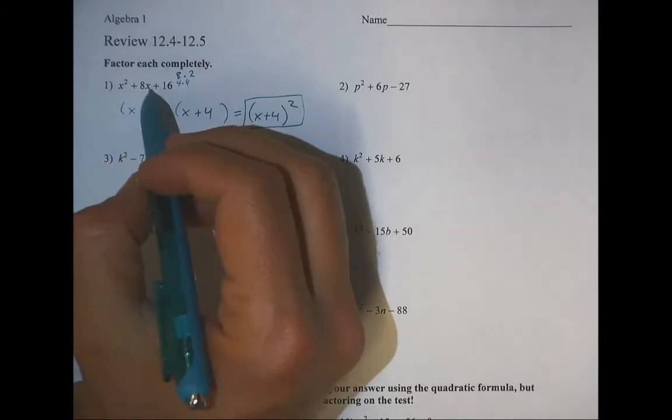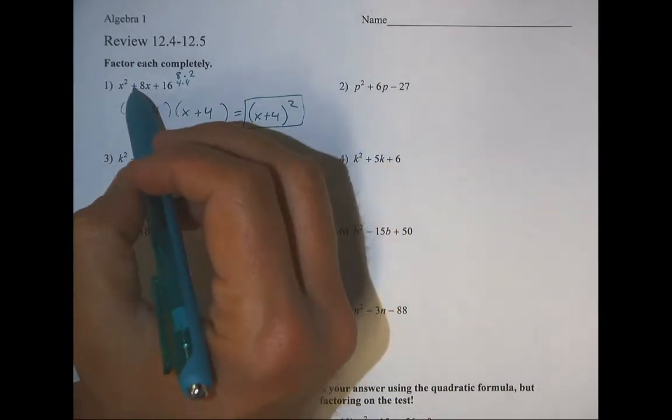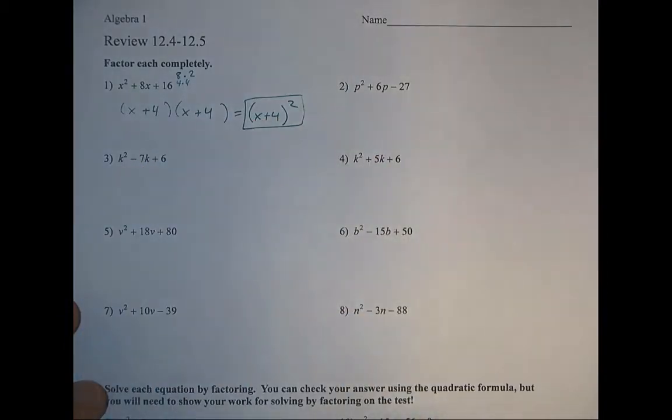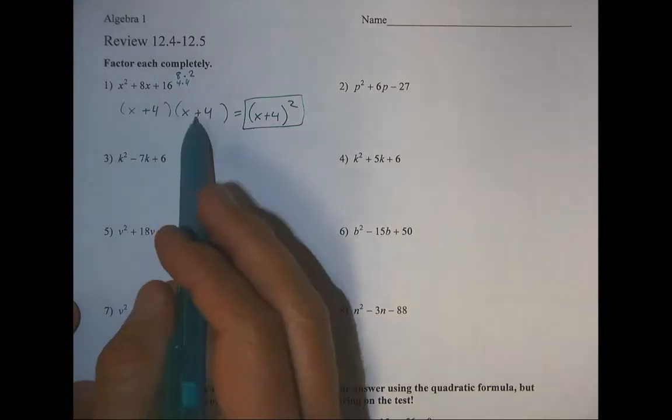Now, one clue on this that we don't have any negative numbers is that we have two plus signs here. So every time we see two plus signs, like when we come down to number 5, we automatically know it's going to go plus and plus.